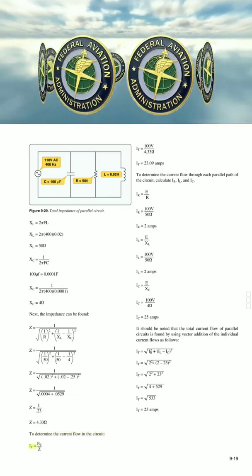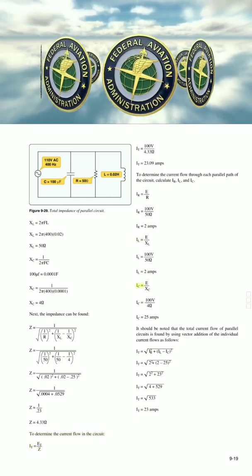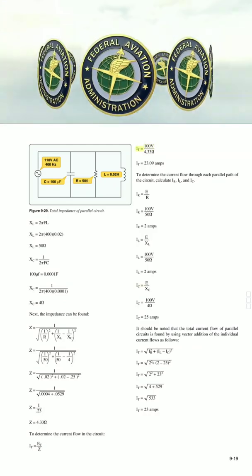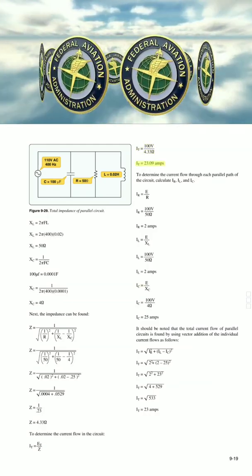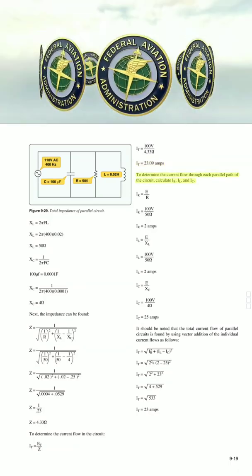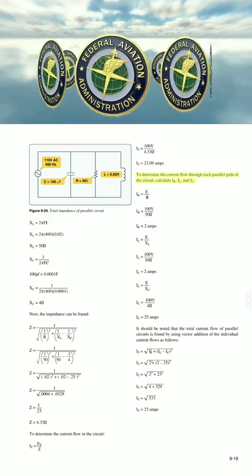IT equals E over Z. E equals 100 V. IT equals 100 over 4.33. IT equals 23.09 amps. To determine the current flow through each parallel path of the circuit, calculate IR, IL, and IC.